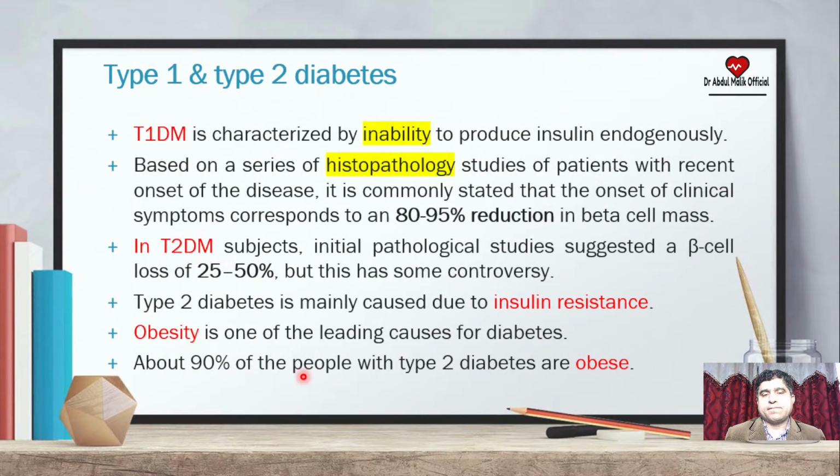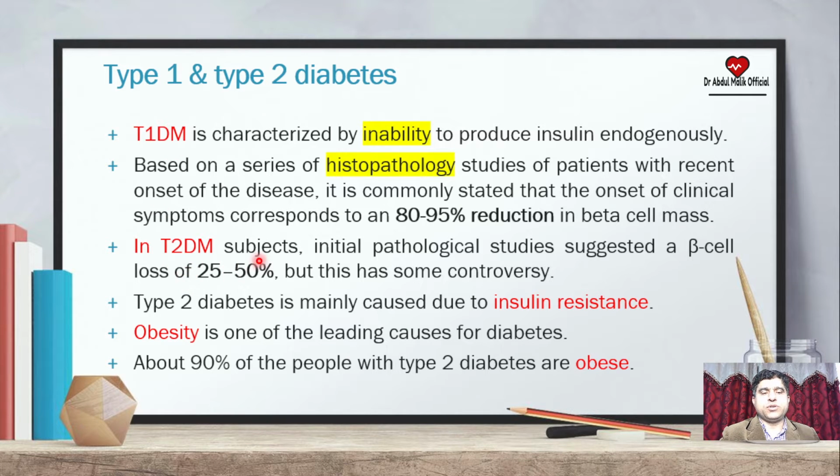Coming to the background of type 1 and type 2 diabetes in patients, how it shows outside: if we see the symptoms, then we can define it. Type 1 diabetes is characterized by inability to produce insulin endogenously, so insulin is not produced by beta cells. Why is it not being produced? Based on a series of histopathology studies of patients with recent onset of diabetes, it is commonly stated that onset of clinical symptoms corresponds to an 80 to 95% reduction in beta cell mass. So here is the number: 80 to 95% reduction of beta cells has happened in type 1 diabetes. So we have to give insulin exogenously to that patient. It will be called type 1 diabetes.